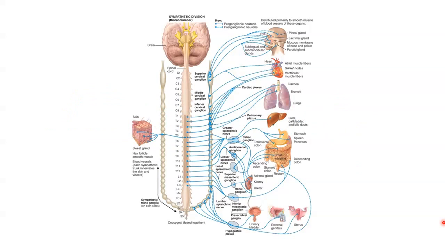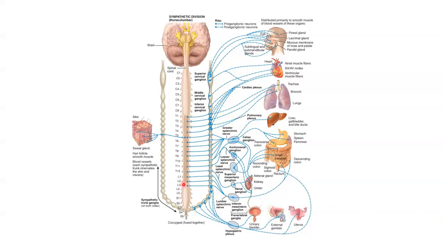Now taking a look at some of the structural differences, starting with the sympathetic division. The preganglionic neurons of the sympathetic division of the autonomic nervous system have their cell bodies in the lateral horns of the grey matter in the 12 thoracic and first two lumbar segments of the spinal cord. So these are the cell bodies along here.